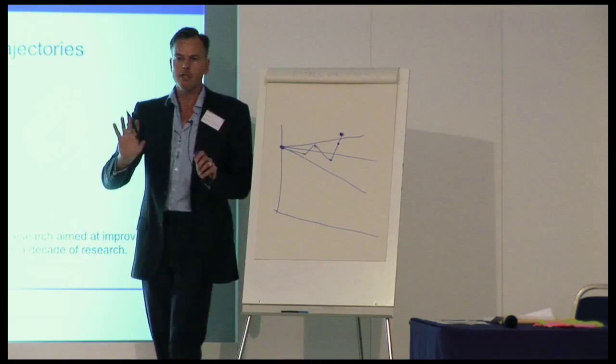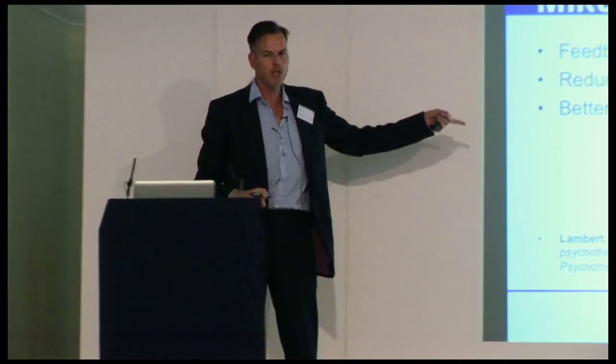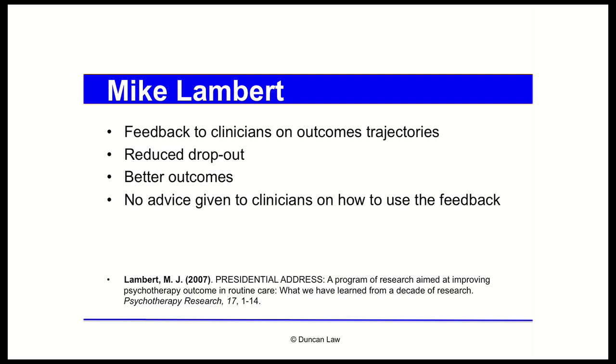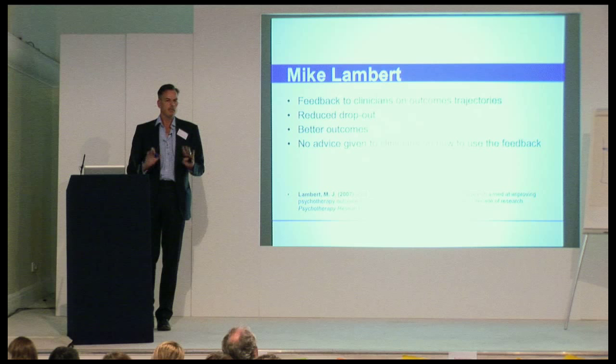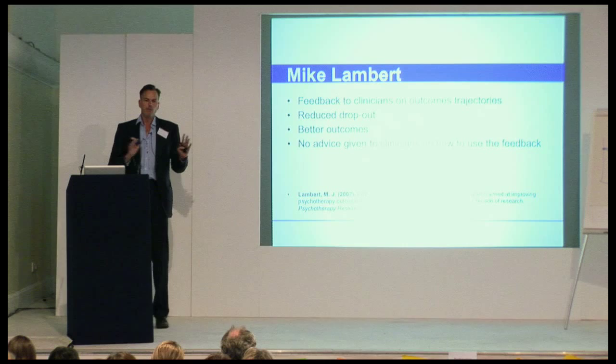So the clinicians would just get, against that person's name, a little red flag saying, look, this person isn't doing as well as expected. And what Lambert found was if you gave clinicians just that small bit of information, someone's not doing as well as expected, it reduced dropout and you got better outcomes. But the interesting bit was that it didn't need to give any advice to clinicians about what to do. They just said, look, this doesn't look as if it's heading in the right direction. Over to you as clinicians. And clinicians used their expertise to decide, is this helpful information to me? What do I need to do differently to help get things back on track?